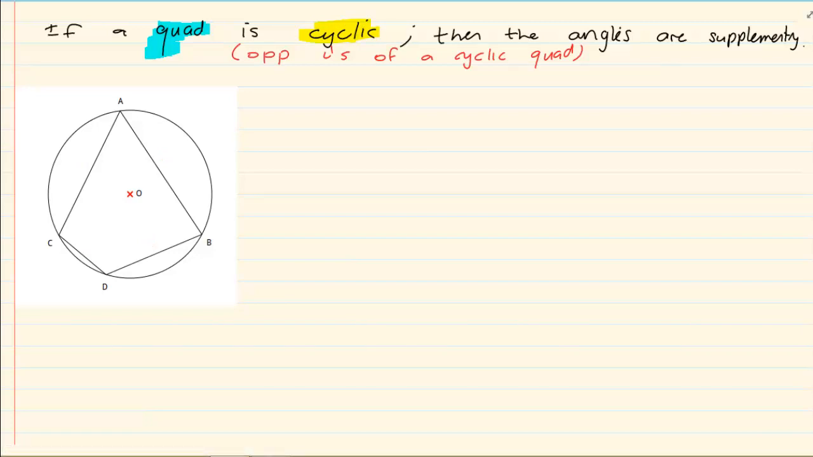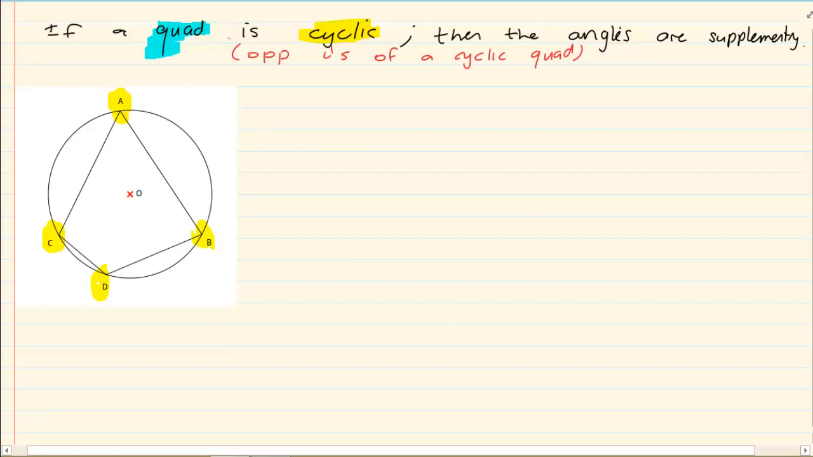Now a cyclic quad is important because it means that all four sides touch the circle. A cyclic quad means all four sides must touch the circle. I can have a four-sided figure, 1, 2, 3, 4, but O is not touching the circle. So that can't be a cyclic quad. With a cyclic quad, all four sides must touch the circle. If it's not touching the circle, it's not a cyclic quad.